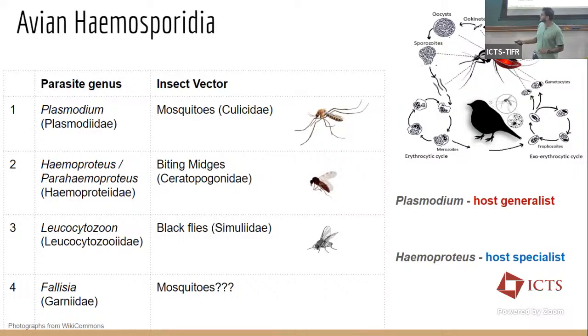So for Fallisia, we have no clue whether the vectors are really mosquitoes because there are not many instances. It is found in very few studies from North America, literally a handful of cases where Fallisia was actually detected. There needs to be a lot more research on whether mosquitoes are actually the vectors or something else. We literally have no clue how they are spreading in birds.